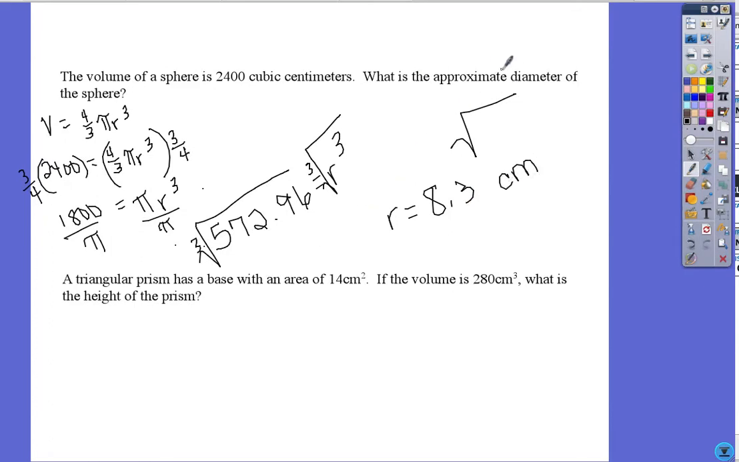However, what did the problem ask me? Diameter. So I multiply this by 2, so the diameter is approximately 16.6 centimeters.